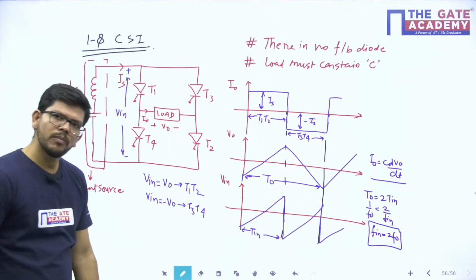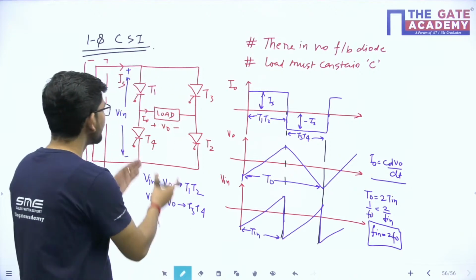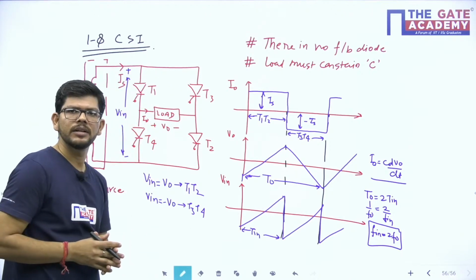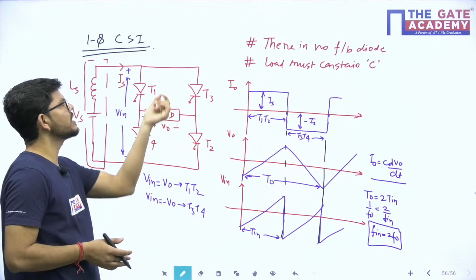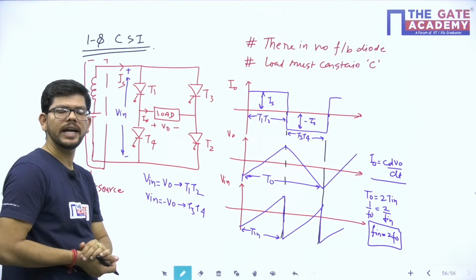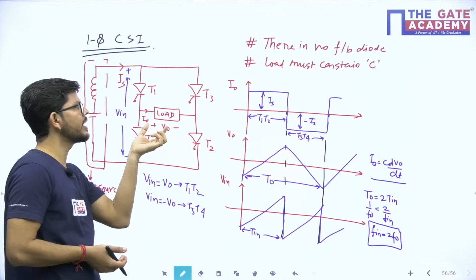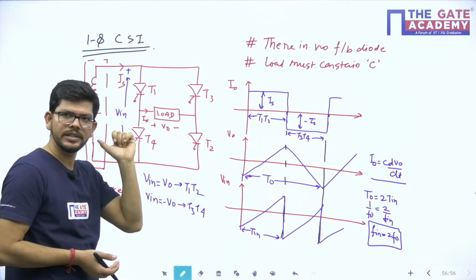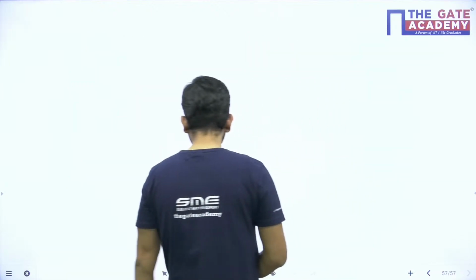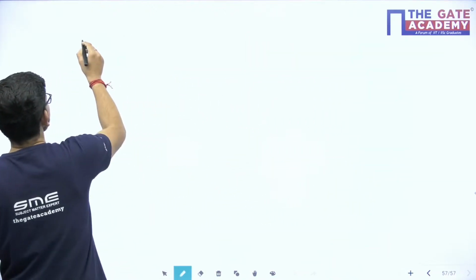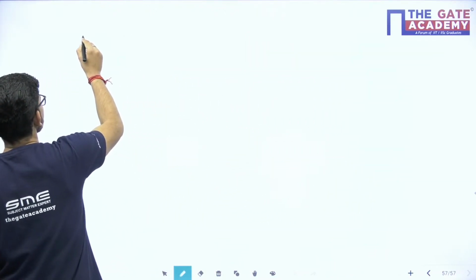Now there is one problem with CSI: the load must contain a capacitor. The capacitor may discharge directly across the thyristors and they may get damaged, because they will experience a very high reverse bias voltage, isn't it? The solution provided for this is ASCII, the auto sequential commutated inverter.